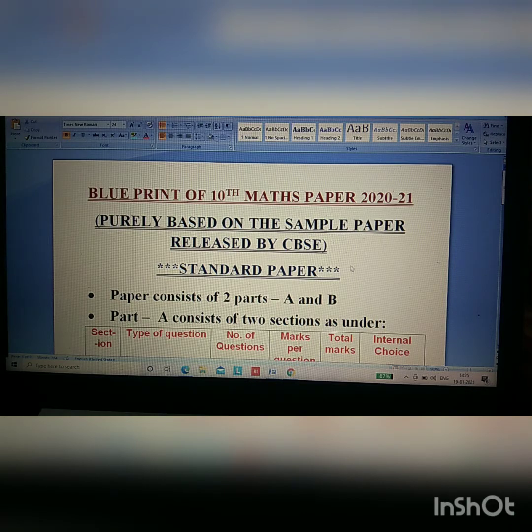Hello everyone, so here we are again with another video where we are discussing the blueprint of the 10th math paper 2020-21. This blueprint is totally based on the sample paper released by the CBSE and it is on the standard pattern. So let us start the discussions of the video.